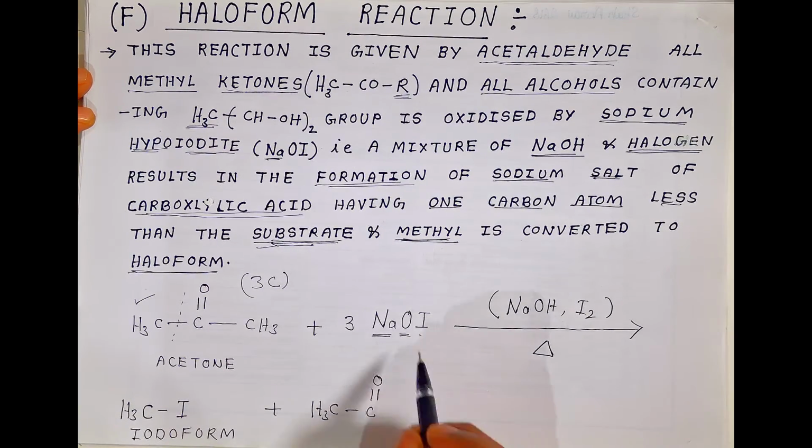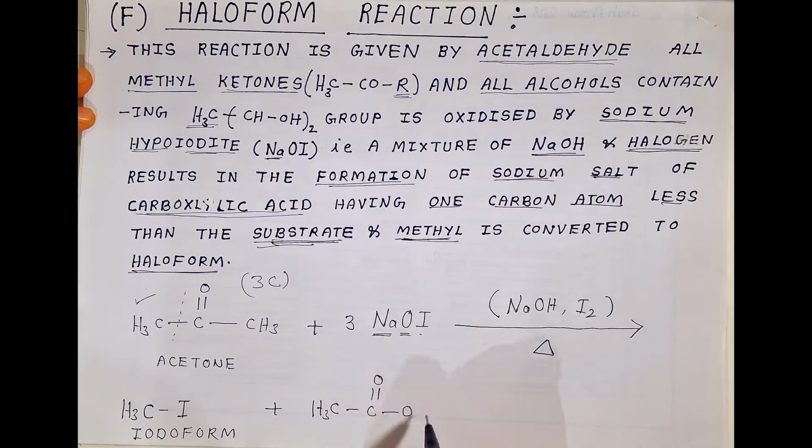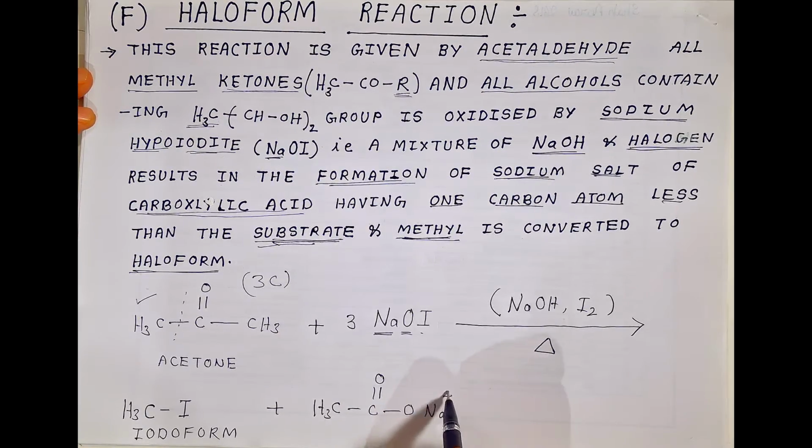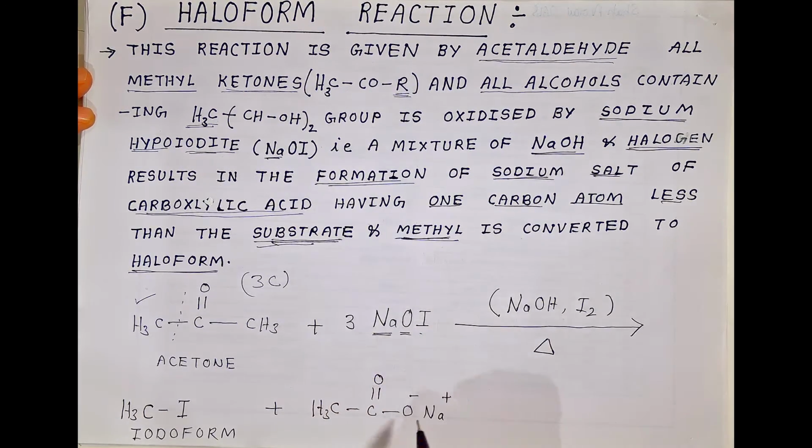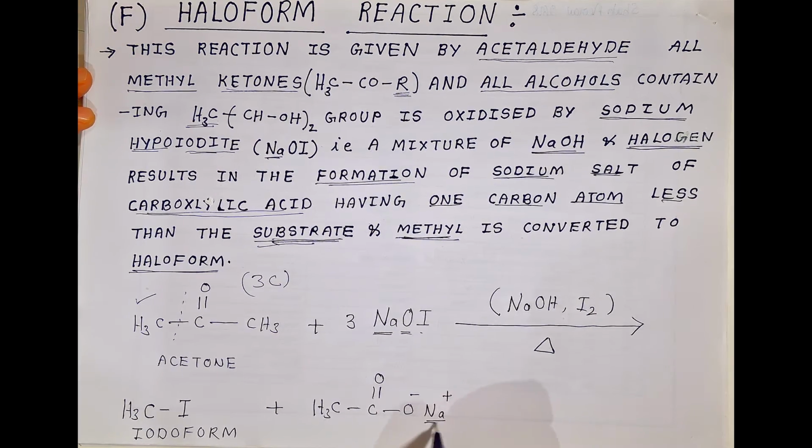Now here what happens students, it will form sodium will be positive and oxygen will be negative. Okay students, here sodium and oxygen will react like this and it will form the sodium salt of carboxylic acid. We will start the naming from here. It is sodium, so we call it sodium acetate. This salt of carboxylic acid, sodium acetate.